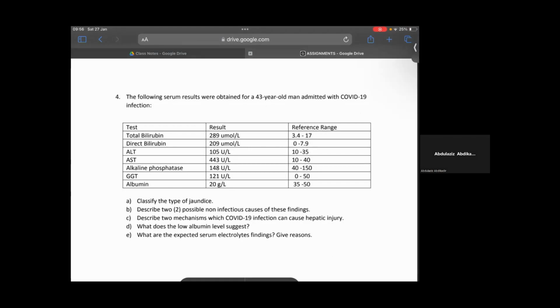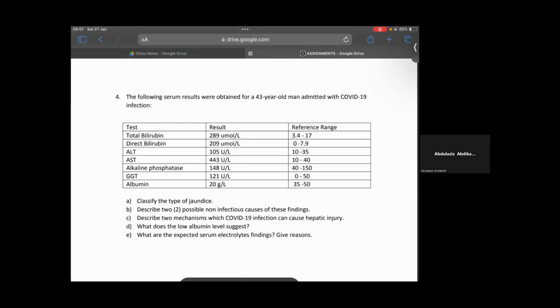Classify the type of jaundice. This one I told you. Non-infectious causes. This one can be easy. Describe 2 mechanisms by which COVID can cause hepatic injury. When you see such a question here, just remember direct attack by the virus, or it can be because of the drugs that are used. You can remember the drugs used for COVID.